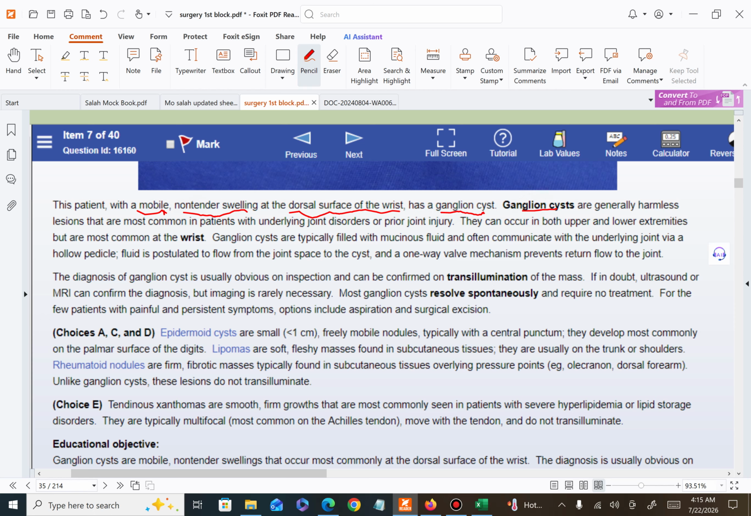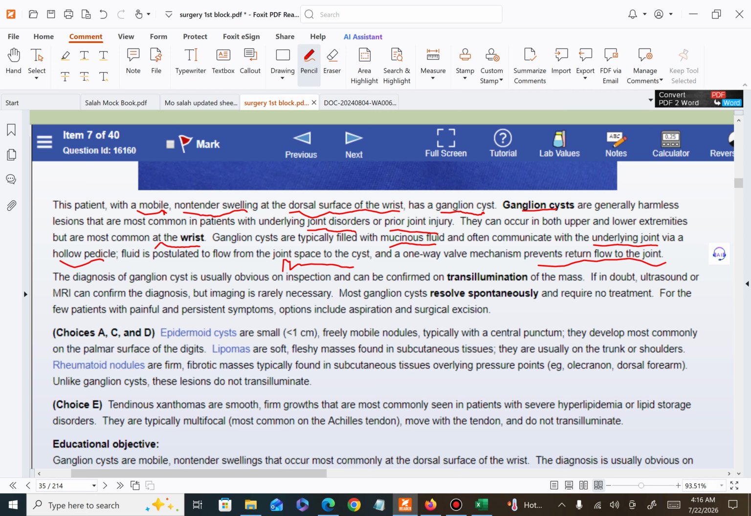Ganglion cysts are generally harmless lesions that are most common in patients with underlying joint disorders or prior joint injury. They can occur in both upper and lower extremities but are most common at the wrist. Ganglion cysts are typically filled with mucinous fluid and often communicate with the underlying joint through a hollow pedicle. Fluid is postulated to flow from the joint space to the cyst, and a one-way valve mechanism prevents return flow to the joint.